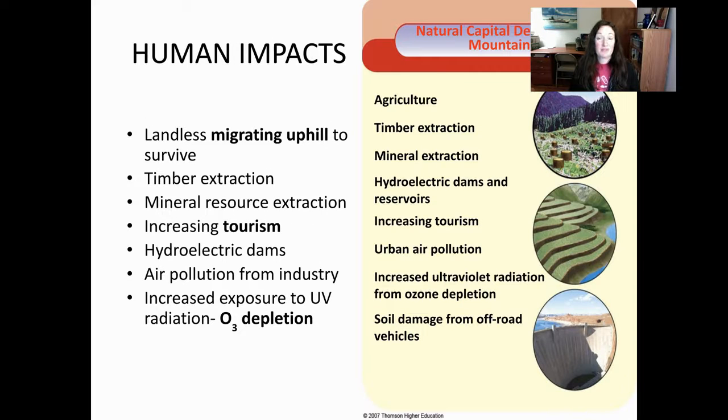We humans, of course, have a big impact on mountain biomes as well. We cause a lot of species to have to migrate uphill in order to escape habitat destruction and human settlement further downhill. And so those species either adapt or they really struggle to survive. Timber extraction is just a fancy word for cutting down trees. So if we take out the trees, you take out producers in an ecosystem, and it's going to disrupt that ecosystem.